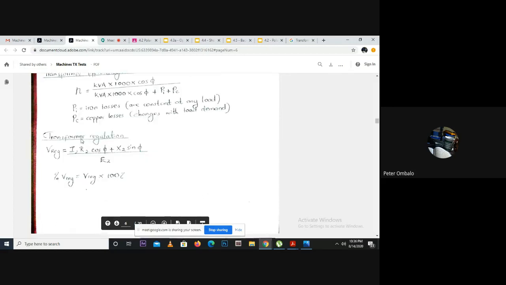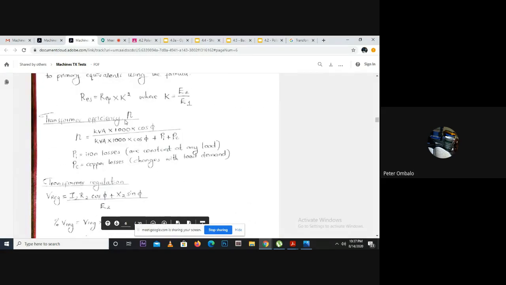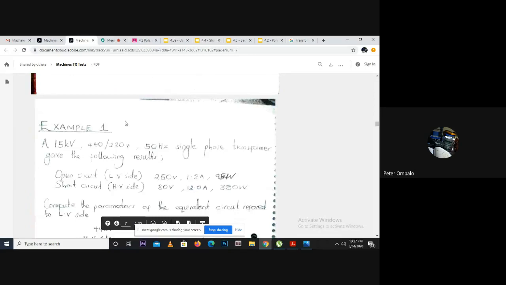And then transformer regulation is basically the loss through the resistor, the copper losses, and the loss through the inductor, which is the reactance, divided by E2. So this is the formula that we use to find transformer regulation. Now we've gone through the open circuit test and the short circuit test, and we can start looking at questions.